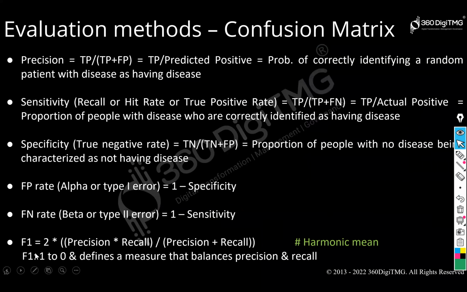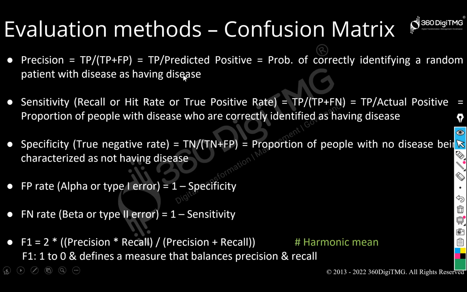Then we have precision, sensitivity. Precision is true positive by total predicted positive values. That is the probability of correctly identifying a random patient with disease or not. So initially we've built a model. Then I'm checking whether the model is good or not. If it is good, then there is no problem. If it is bad, it is a problem.